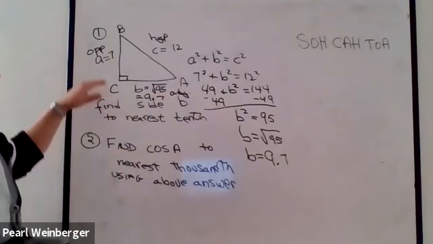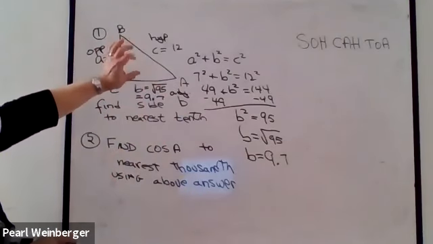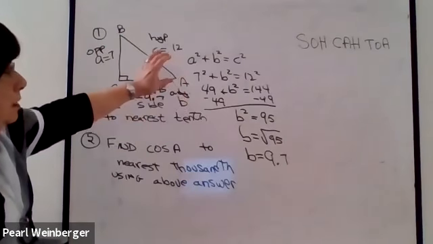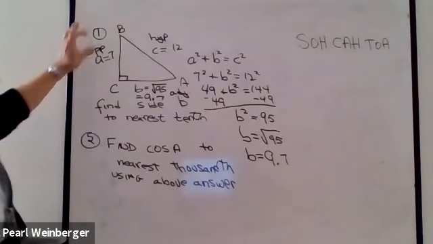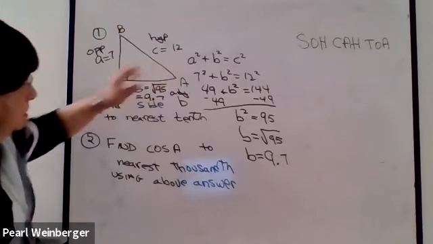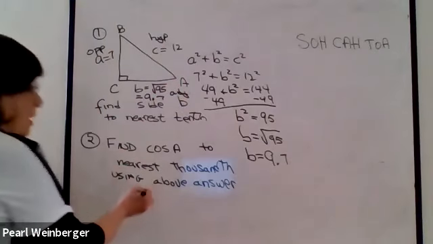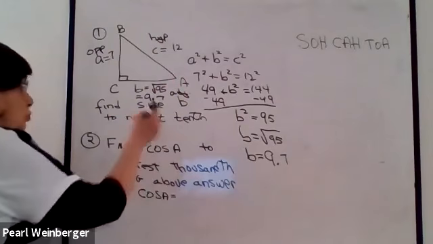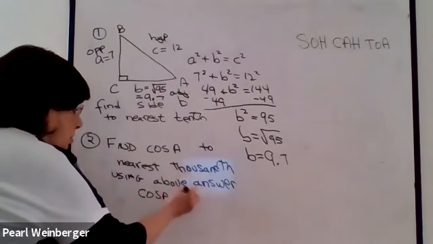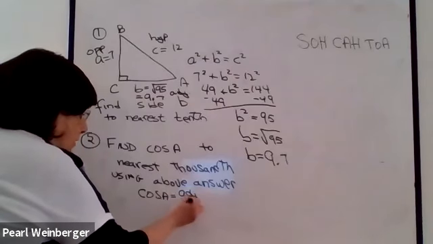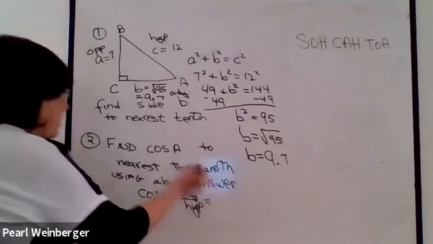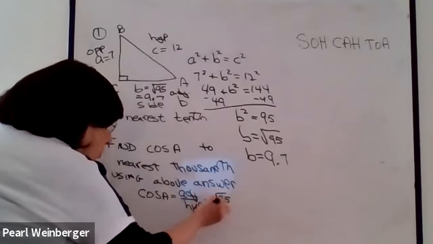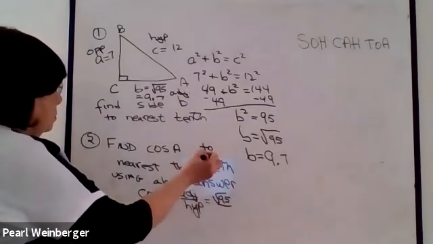Remember, when we talk about opposite and adjacent, we have to be very clear in our minds as to where our angle is located. It has to be opposite to the angle and it has to be adjacent to the angle. So when I want to figure out what the cosine of A is, I have to do adjacent over hypotenuse. In radical form, it would be the square root of 95 over 12.